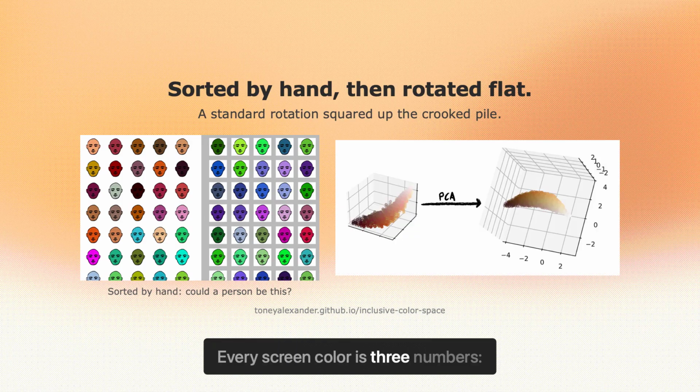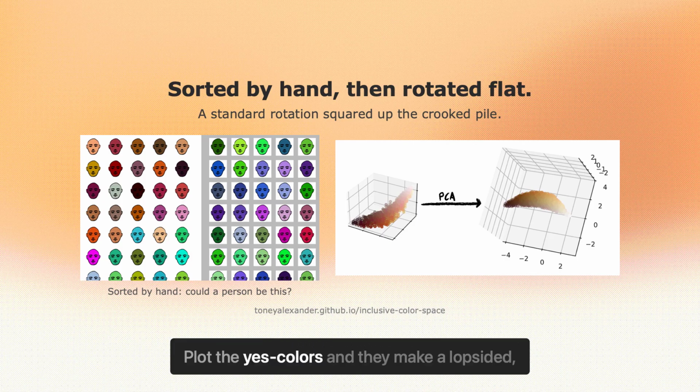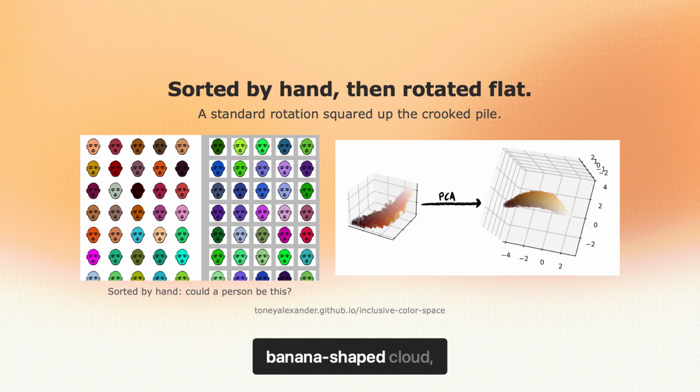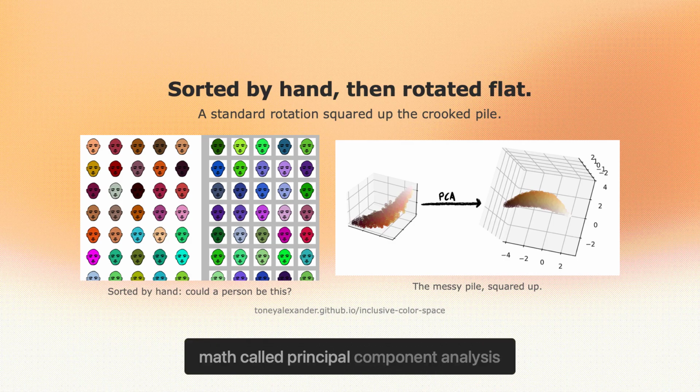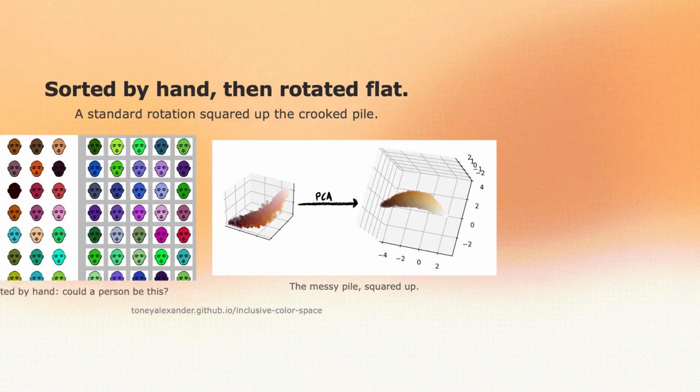Every screen color is 3 numbers: how much red, green, and blue. Plot the yes colors and they make a lopsided banana-shaped cloud, sitting crooked. Then a standard piece of math called principal component analysis rotated that cloud flat until its own natural directions lined up with the sliders. The rotation found the directions the colors vary along. Those directions became the sliders.